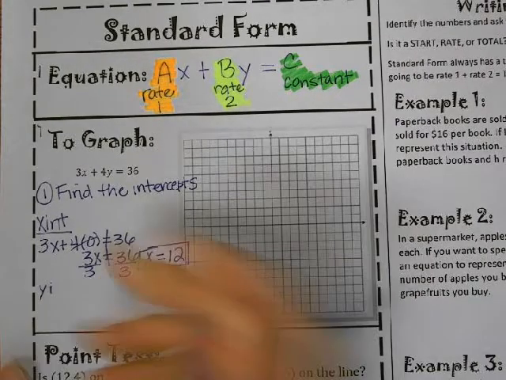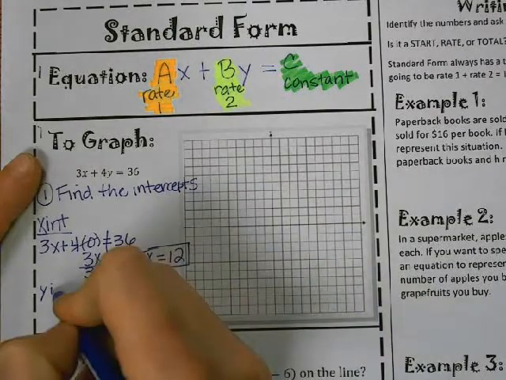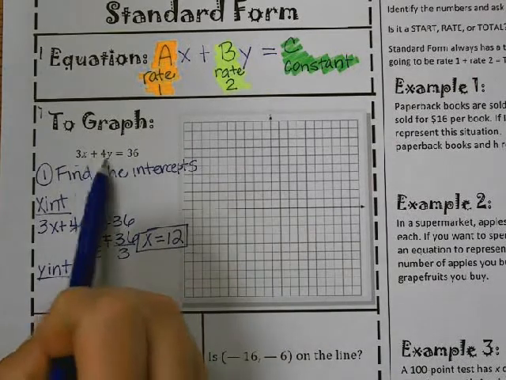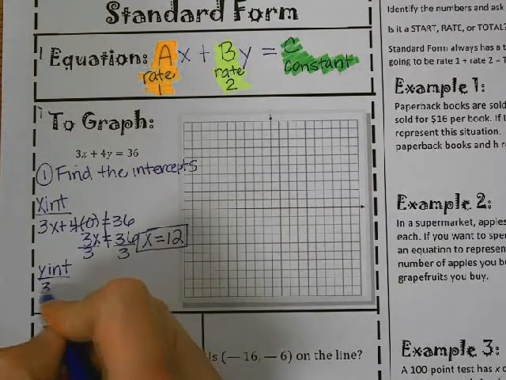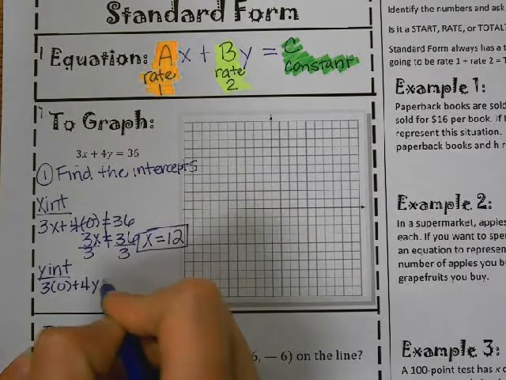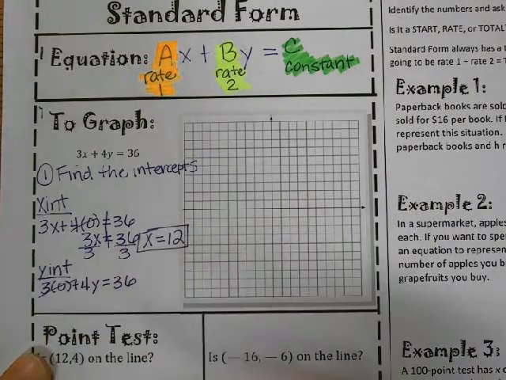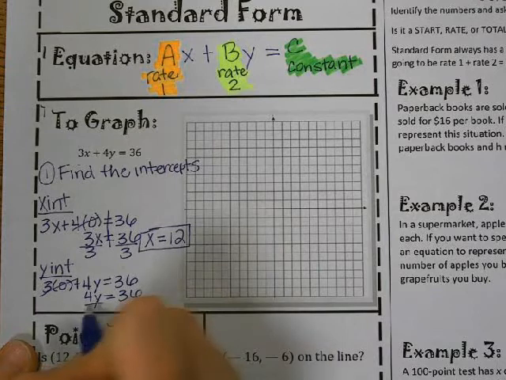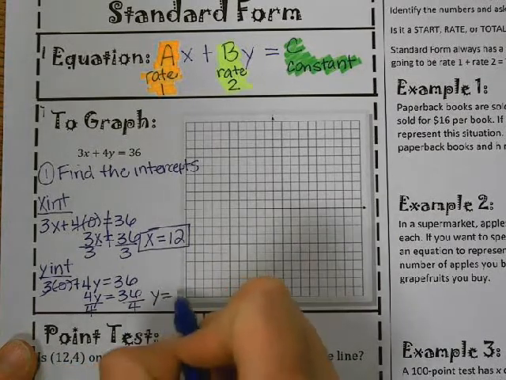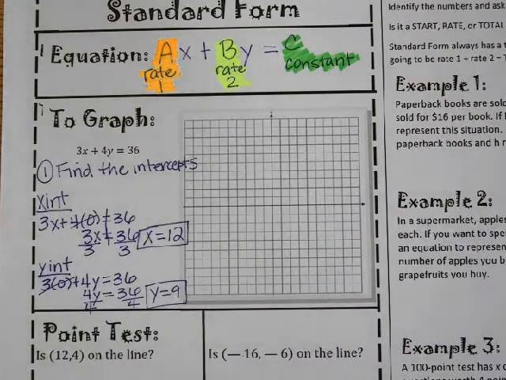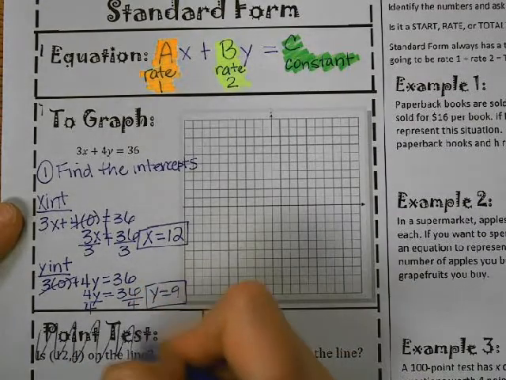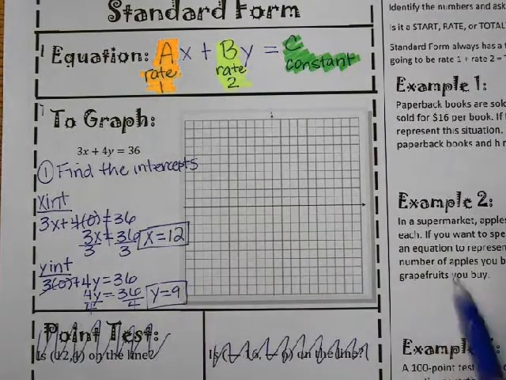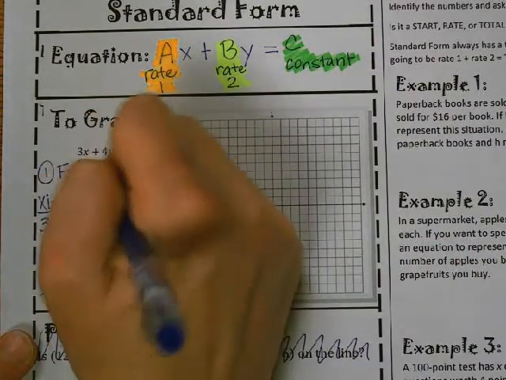Then we find the y-intercept. I abbreviate that y-int. That's where we make x equal to 0. So 3 times 0 plus 4y equals 36. That cancels out, so it's really just 4y equals 36. Divide by your 4, so y equals 9. Now, cross out this stuff down here at the bottom. This wasn't supposed to be here. So, first you find the intercepts, then you just graph them.